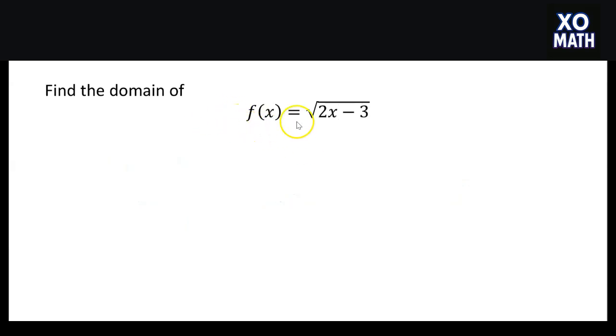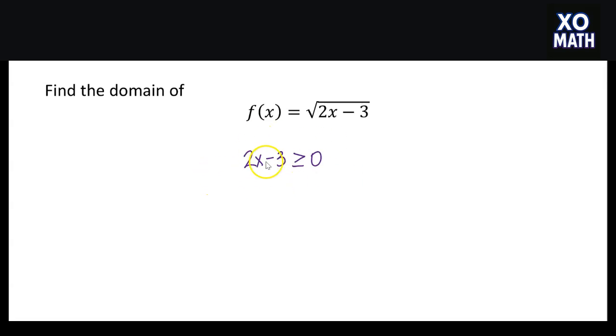Now let's find the domain of f of x equals the square root of the quantity 2x minus 3. On an even root function, we can't have any negatives underneath that even root. So in order to find the domain, we need to solve when is 2x minus 3, the part underneath the square root, when is that greater than or equal to 0? So it just can't be negative. It can be greater than 0 or equal to 0 underneath the square root.